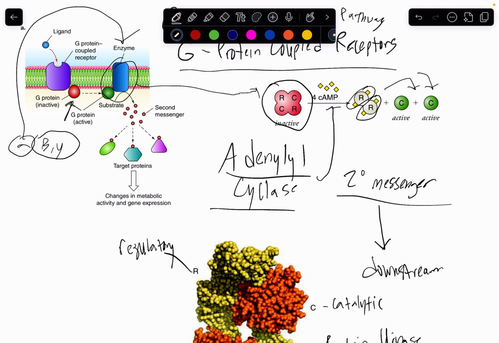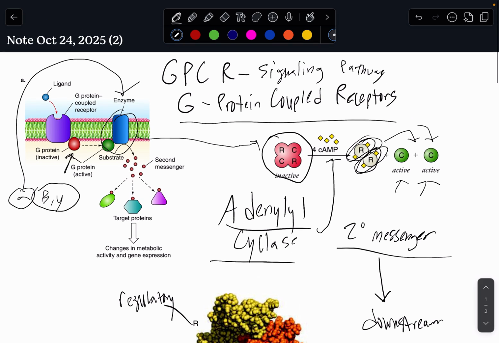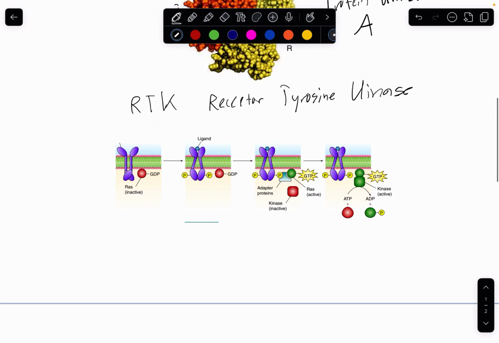Our cyclic AMP secondary messenger will bind to the inactive form of PKA. It will bind once again, two cAMP to each regulatory subunit, releasing these two catalytic subunits with their serine and threonine residues to go and cause further kinase cascade downstream. And that's all we'll get into today about the GPCR signaling pathway.